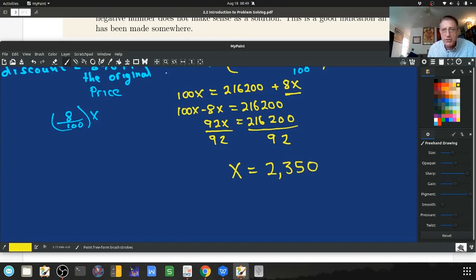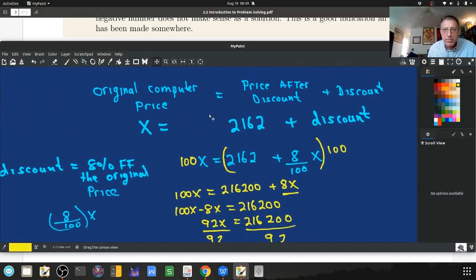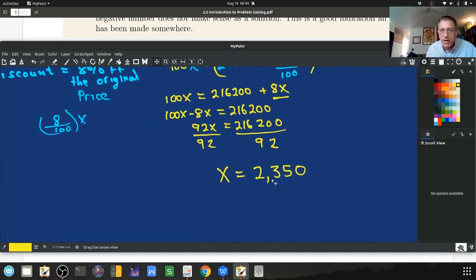And what was x? X is our original price. Does that make sense? Yeah, the original price is going to be greater than the price you pay, and the price you pay is $2,162. So an original price of $2,350 makes sense.